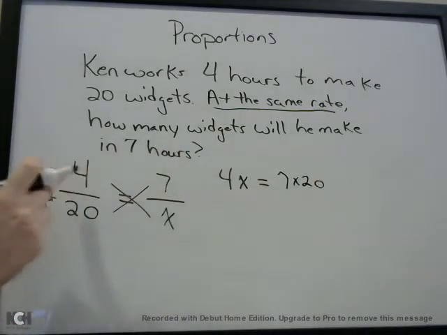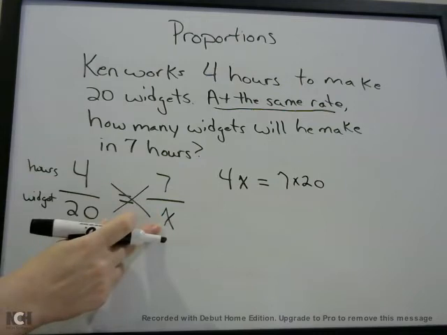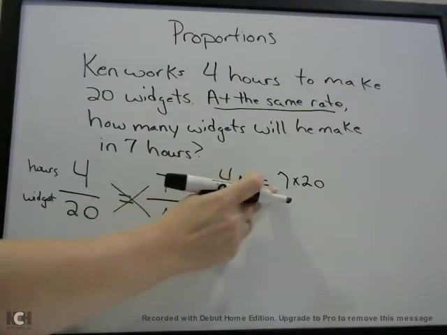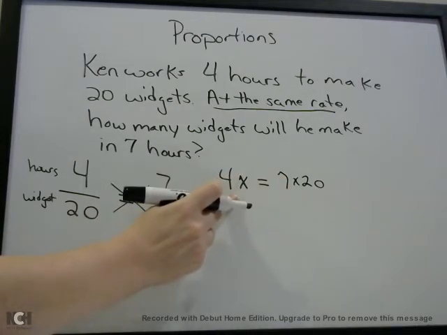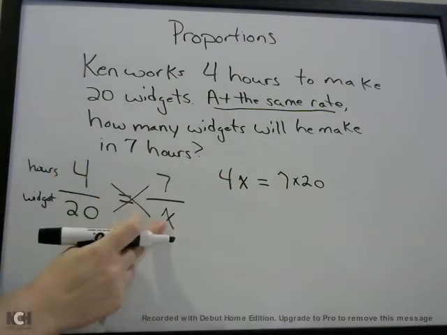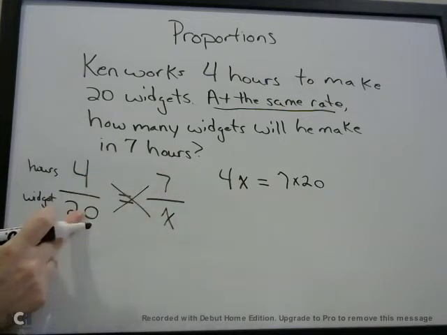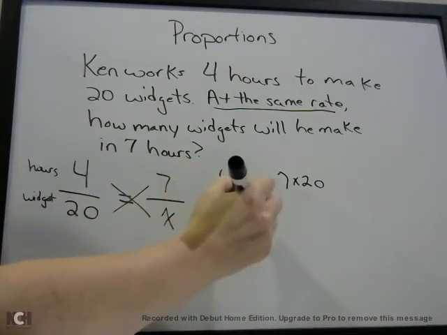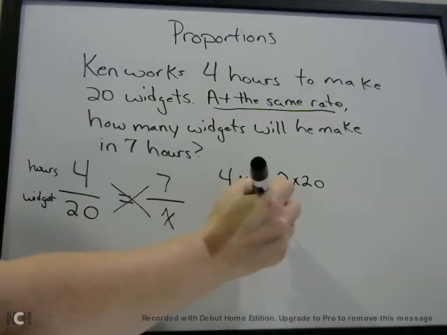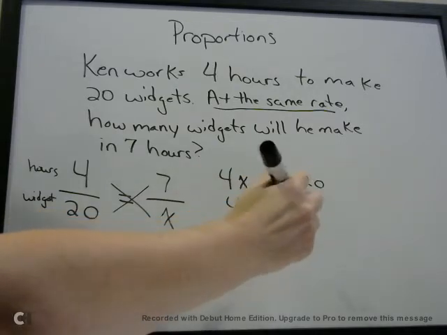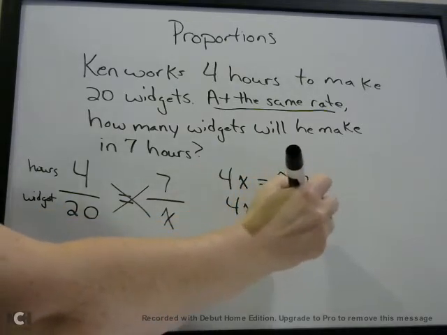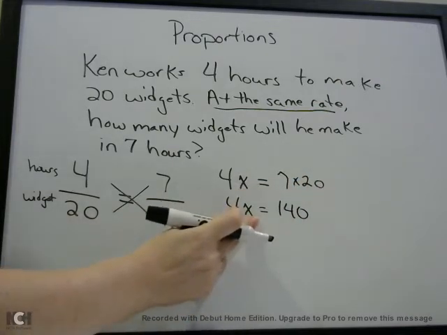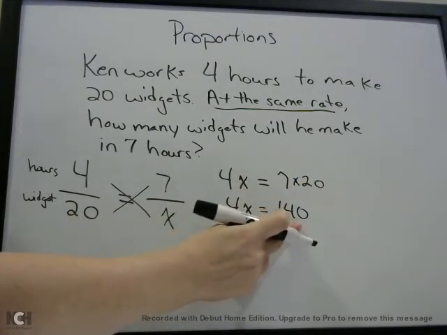So remember when we did cross multiplication, and then we said, are those two things equal? If they were equal, then it's a proportion. So here we're saying that they have to be equal in order to be a proportion. So 4 times x has to equal 7 times 20. So 4 times x, or 4x, is how you can write that. 7 times 20 is 140. So 4 times the number of widgets equals 140.